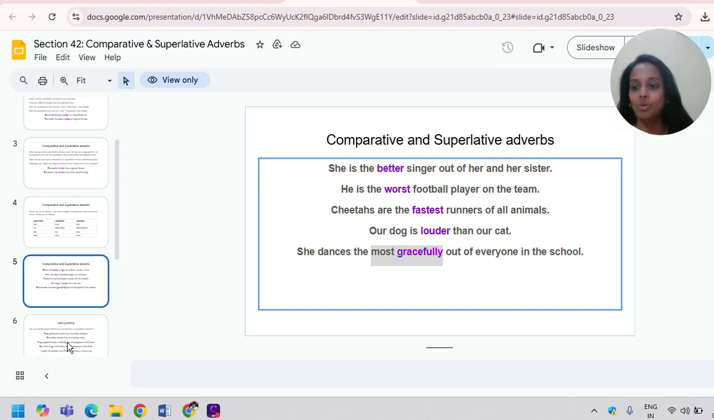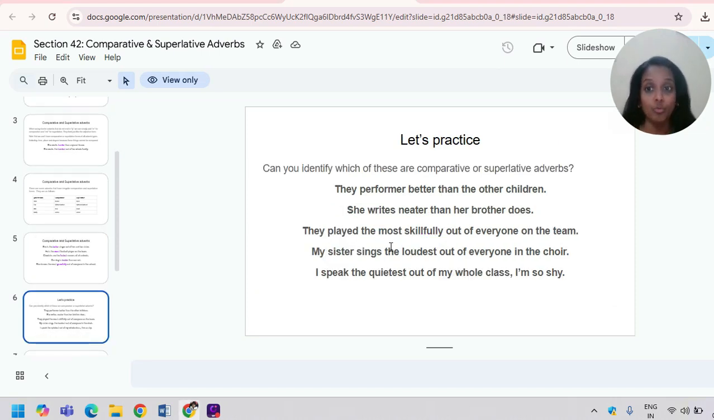Got it? Now let's test what we have learned. I will read out a few sentences and your job is to tell whether the adverb is comparative or superlative. If you want, you can pause the video, try to read it by yourself, and identify which of these are comparative or superlative.